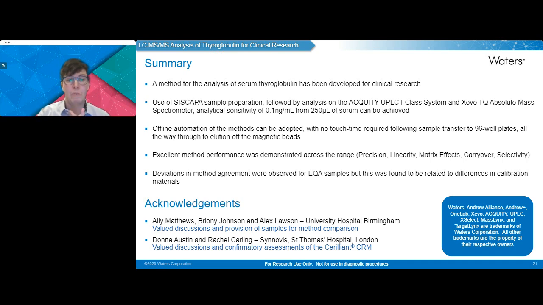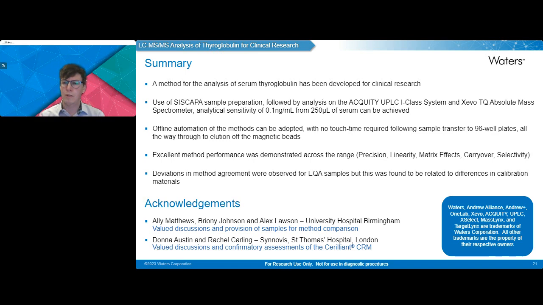Excellent method performance was demonstrated across the range in regards to precision, linearity, matrix effects, carryover, which I haven't mentioned, but it is acceptable, and also selectivity in regards to endogenous interferences, including actually the anti-thyroglobulin autoantibodies. We did perform a test around that to demonstrate we had no interference. Deviations in the method agreement were observed from EQA samples, but this was found to be related to differences in the calibration materials used.